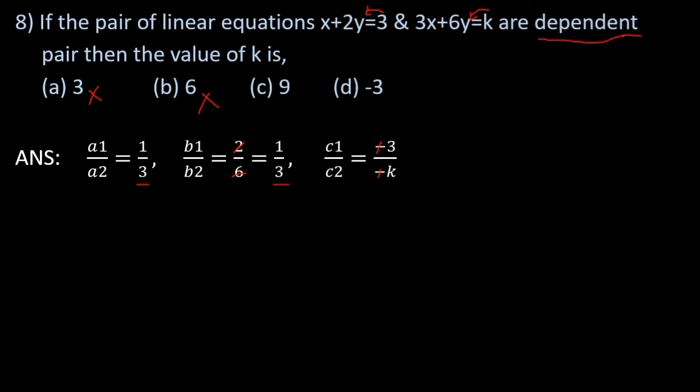Is it 1 by 2, do we have that in other options? No, it's not the correct one. Next one we'll take option C, that is 9. So 3 by 9, what will we get? 3 1s are 3, 3 3s are 9, we'll get 1 by 3. Are all the terms equal to each other? Yes, all the terms are equal to each other. Therefore option C, 9, is the correct one.